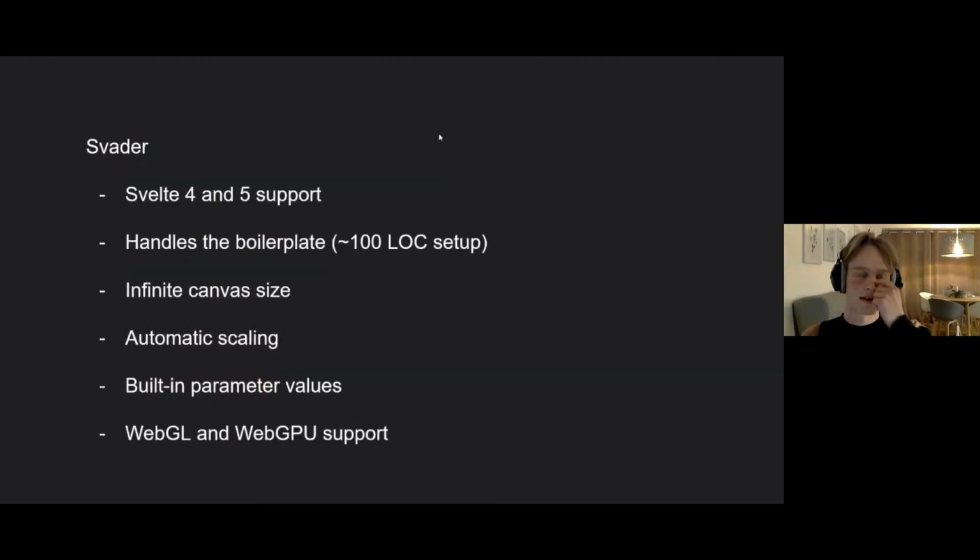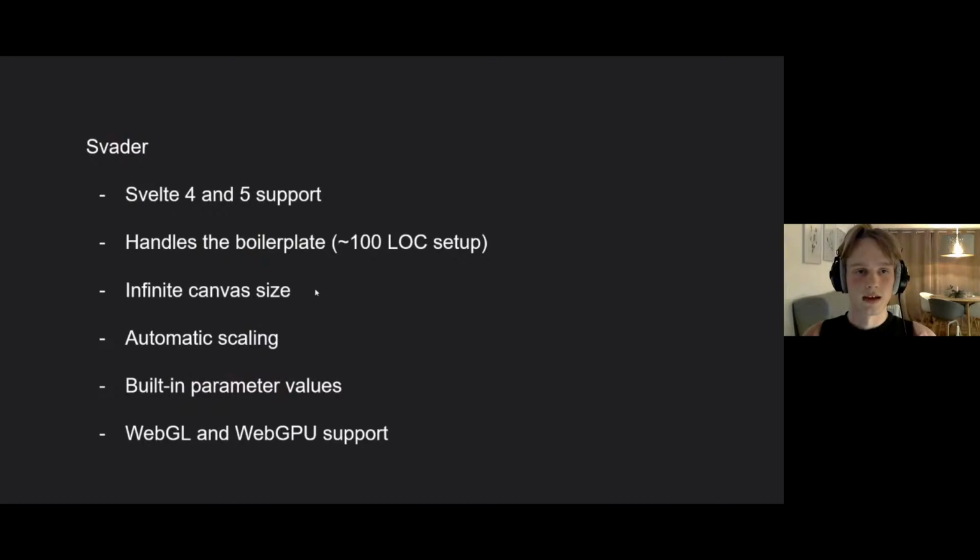So as a part 2, why would you use Svader then if this is just built into the web platform? Svader is a library with Svelte 4 and Svelte 5 support. It's built for Svelte. It handles the boilerplate for you. It's about 100 lines of code to set up this whole process of rendering onto a canvas like this. It's not enough to weigh down your bundle, but it is enough that it's annoying to deal with. Setting up a bunch of vertex buffers and stuff like this.